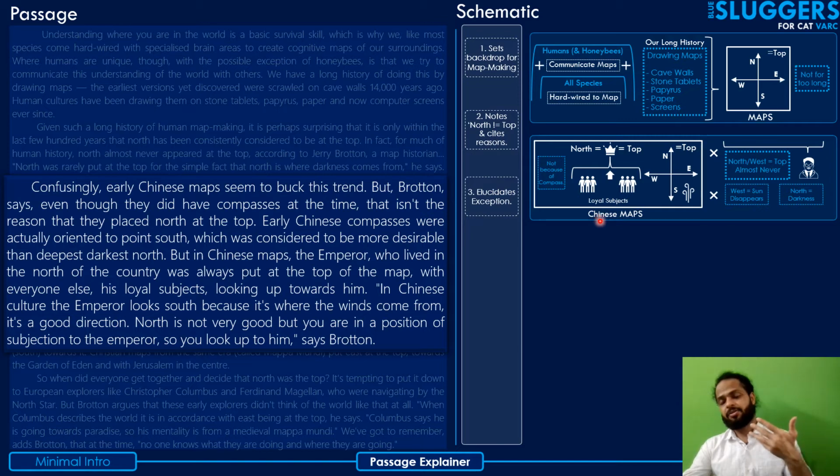So that is the reason the author has provided for the exception to the rule, where north has been put at the top, in history, in the case of the Chinese. So yeah, that's your third para. Let's move on to the next one.